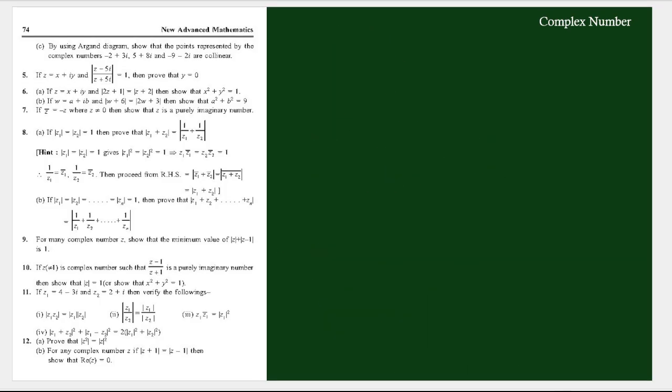Okay, now what is question 6? What is given? z equals x plus iy. And then what do we have? The modulus of 2z plus 1 equals the modulus of z plus 2. Then to show that x square plus y square equals 1.